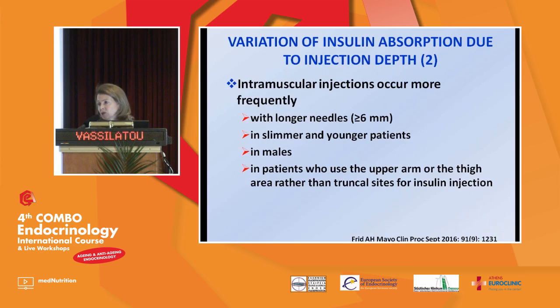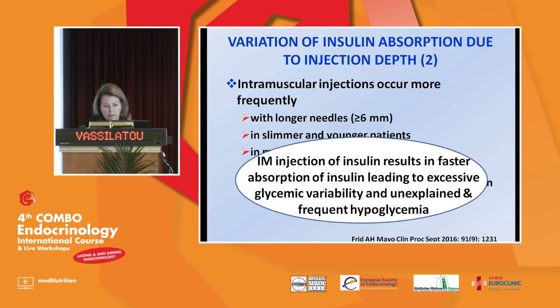However, intramuscular injections may occur, and this happens more frequently when patients use longer needles equal or greater than 6 millimeters, in slimmer and younger patients, in males, and in patients who use the upper arm or the thigh area rather than truncal sites for insulin injection. Intramuscular injection of insulin results in faster absorption of insulin, leading to excessive glycemic variability and unexplained and frequent hypoglycemia.